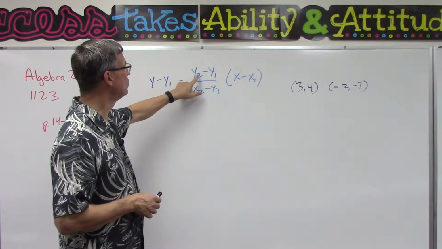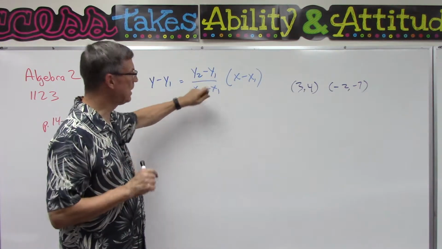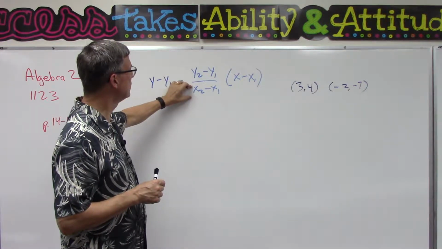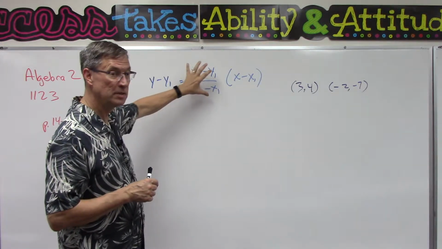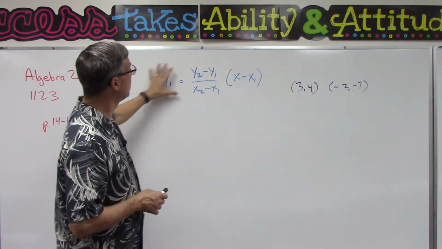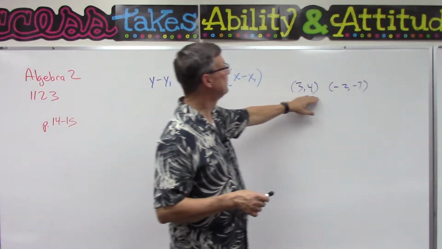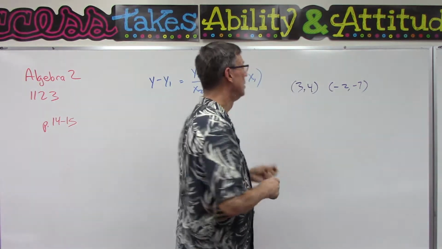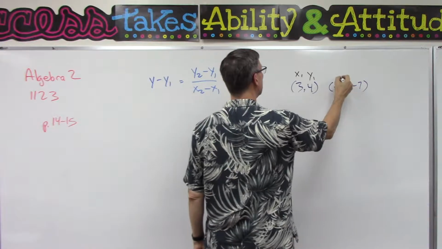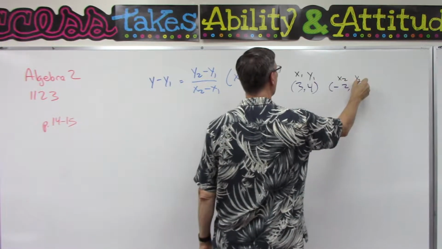The y2 minus y1. Remember we did that a few pages back? Over x2 minus x1, or the change in y over change in x, the rise over run. This is the slope, okay? It's just that we can plug into this formula using these 4 numbers. So we'll call this x1, y1, x2, y2.